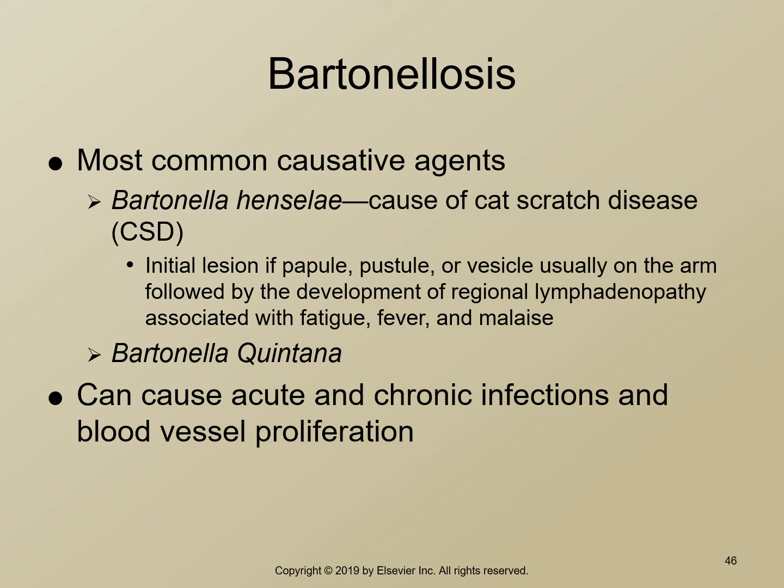The initial lesion of cat scratch disease is a papule, pustule, or vesicle, usually on the arm, followed by development of regional lymphadenopathy associated with fatigue, fever, and malaise. Infection can resolve spontaneously after weeks to months. But again, with immunosuppressed patients, it can progress to a more complicated form.